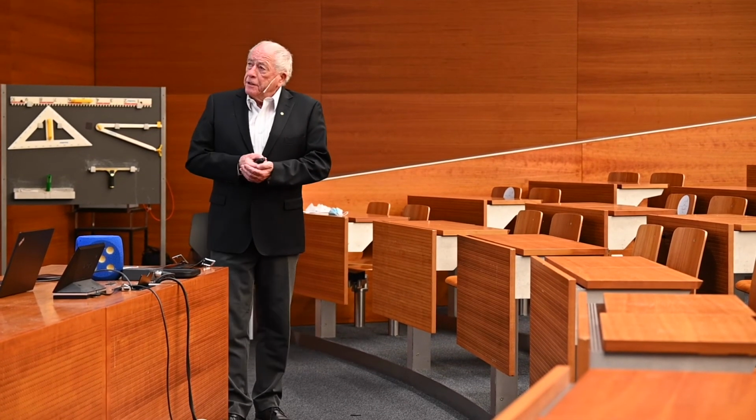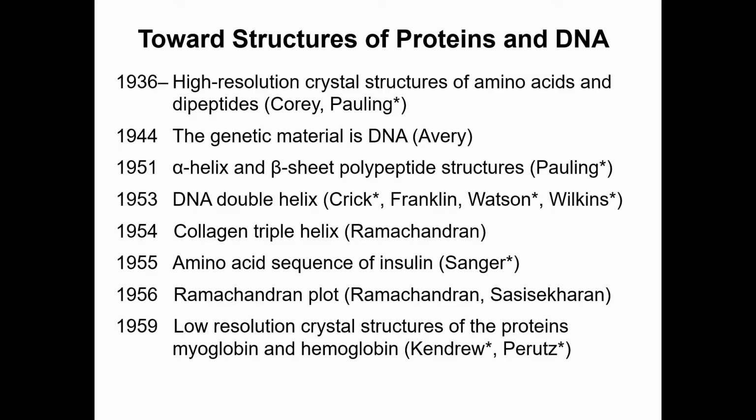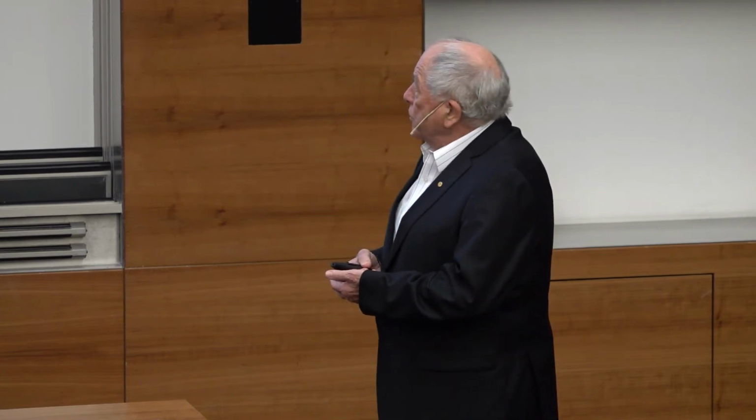And finally, in 1959, a low-resolution crystal structure was obtained for myoglobin and hemoglobin by Kendrew and Perutz. I want to illustrate the last two achievements on this list because they have a very strong influence on the work that we are doing today. This is the Ramachandran plot and, of course, the first structure of a protein.